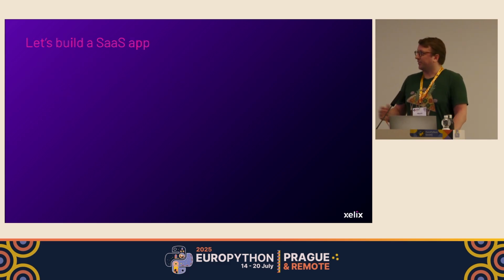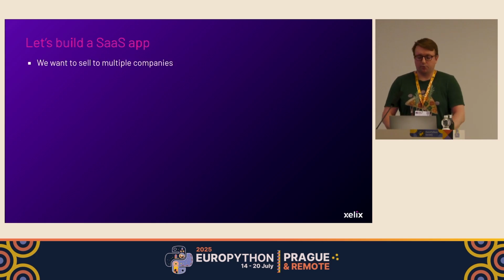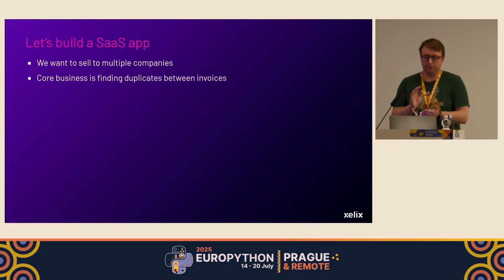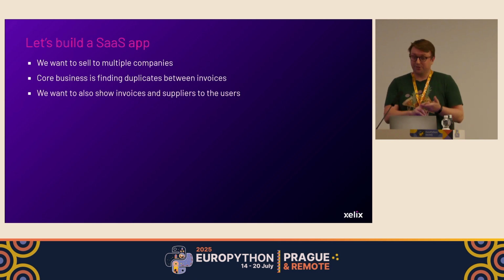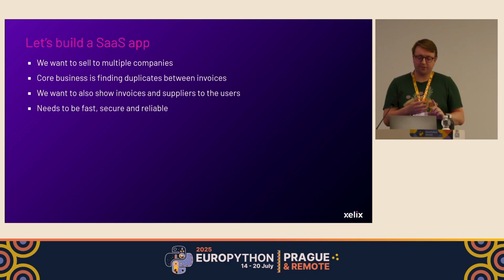So we're going to build a very simple SaaS app just to highlight some of these issues. We want to sell to multiple companies, so that's the core requirement. And we want to find duplicates between invoices that the customer has to their vendors or suppliers. We want to show the invoices, and we want to show the suppliers as well to the individual users, and it needs to be fast, secure, and reliable. Those are very basic requirements.